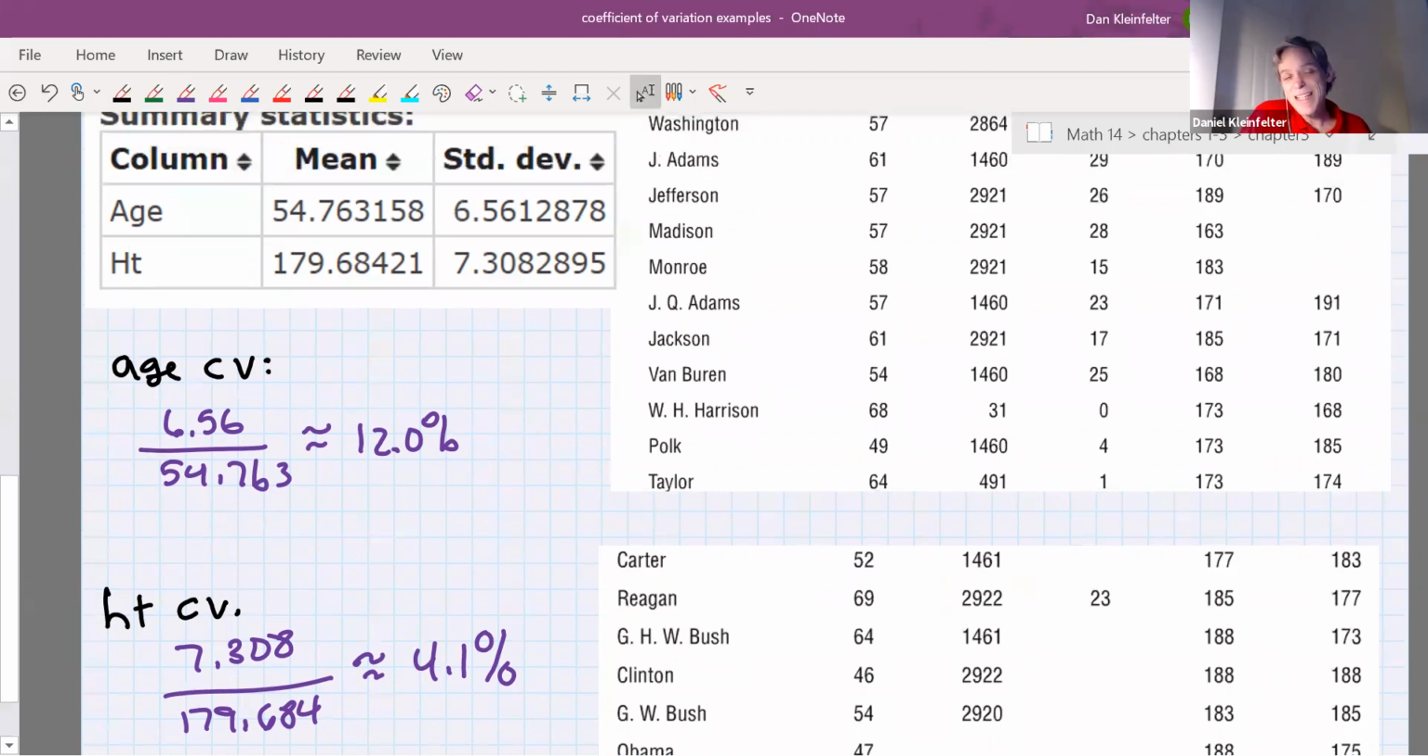So anyways, that takes us to the end of section 3.2 on measures of variation. Let me know if you have any questions, and have a great day.